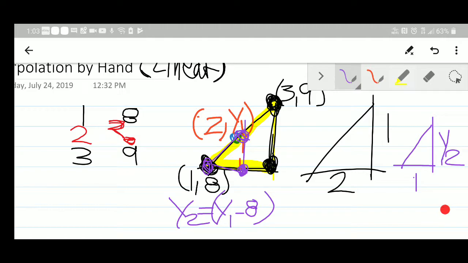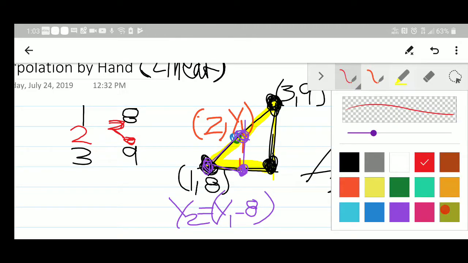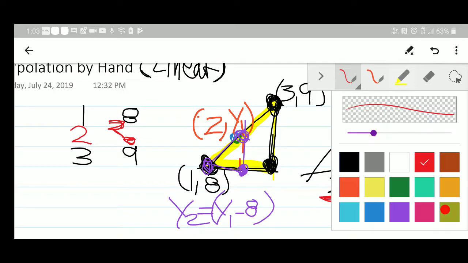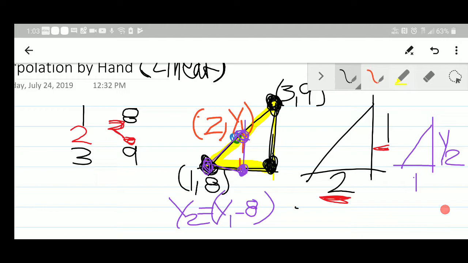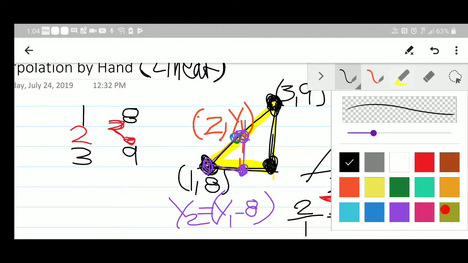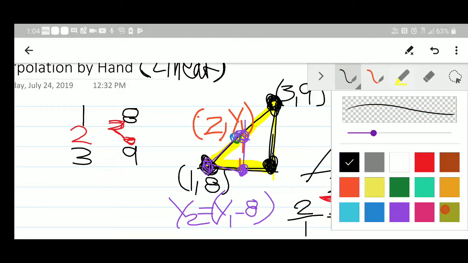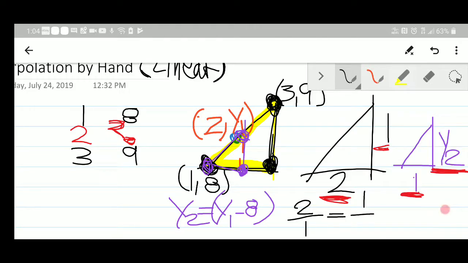So here you go. You work out the similar triangle, 2/1 equals, and you do the same sequence in similar triangles, 1/y2. One over y2. Then you solve: y2 is 1/2.